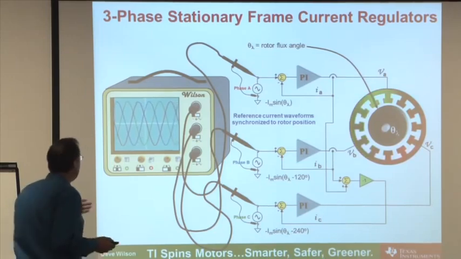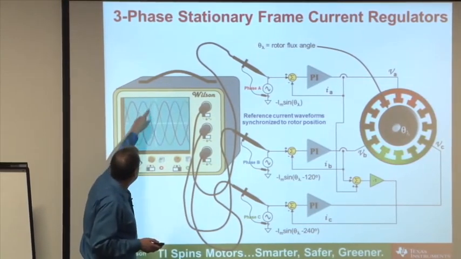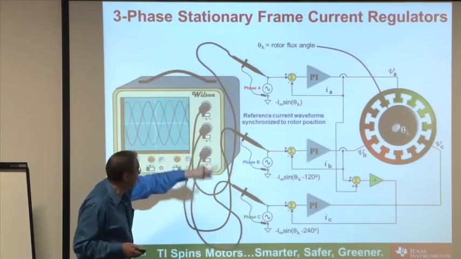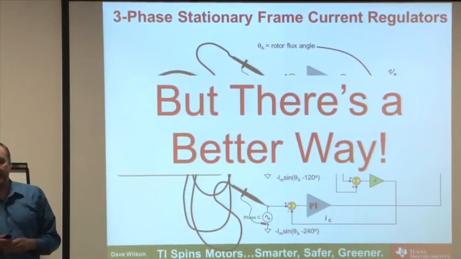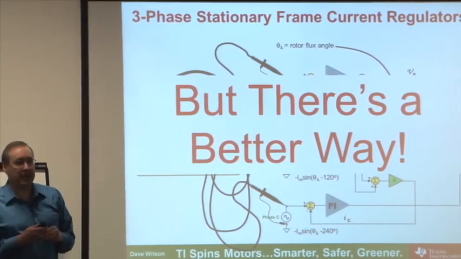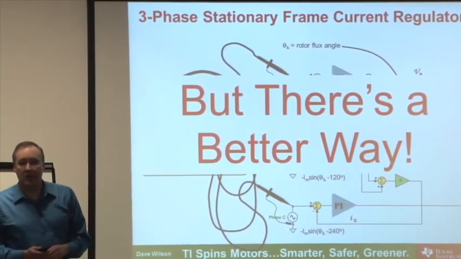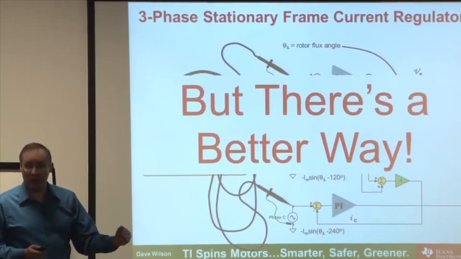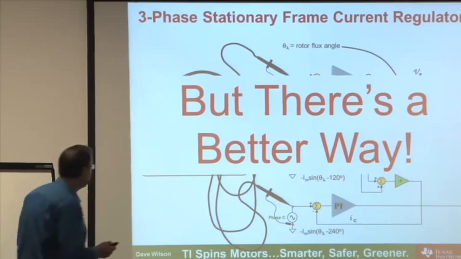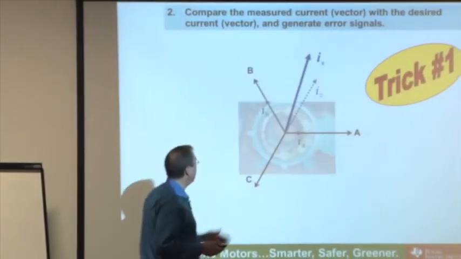And you can see over time that these current values will look like sine waves again as the motor is spinning. But it turns out nobody does it that way, okay? Because there's a trick that we can use which will simplify our calculations by 33% by eliminating one of the current controllers. And in order to understand how that works, let's take a look at any vector that we've got here.